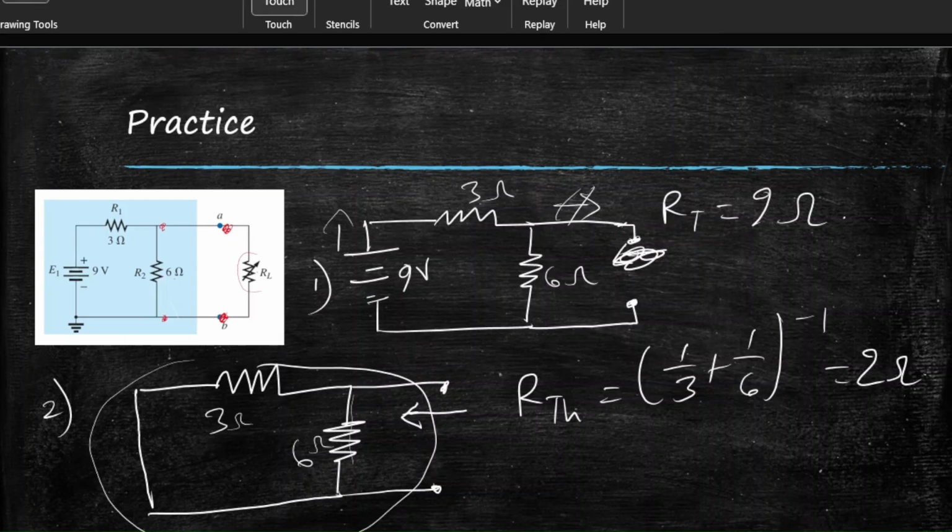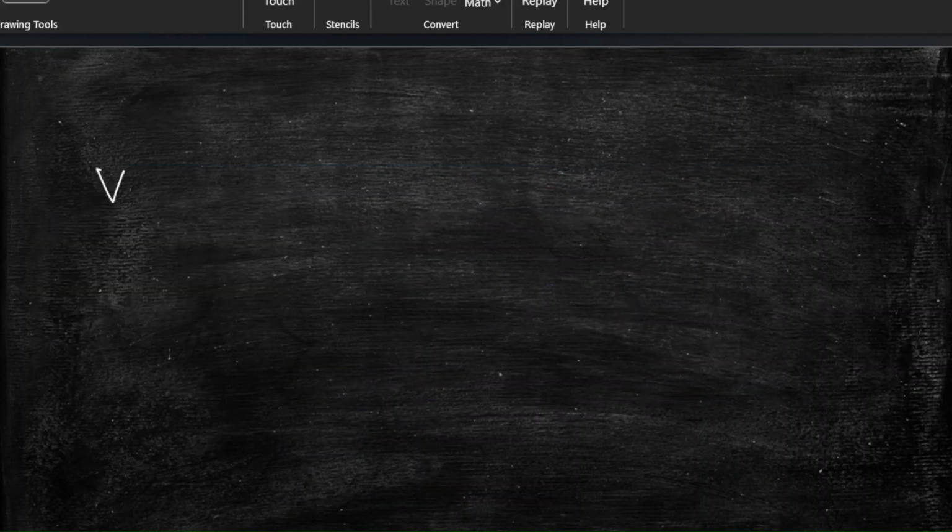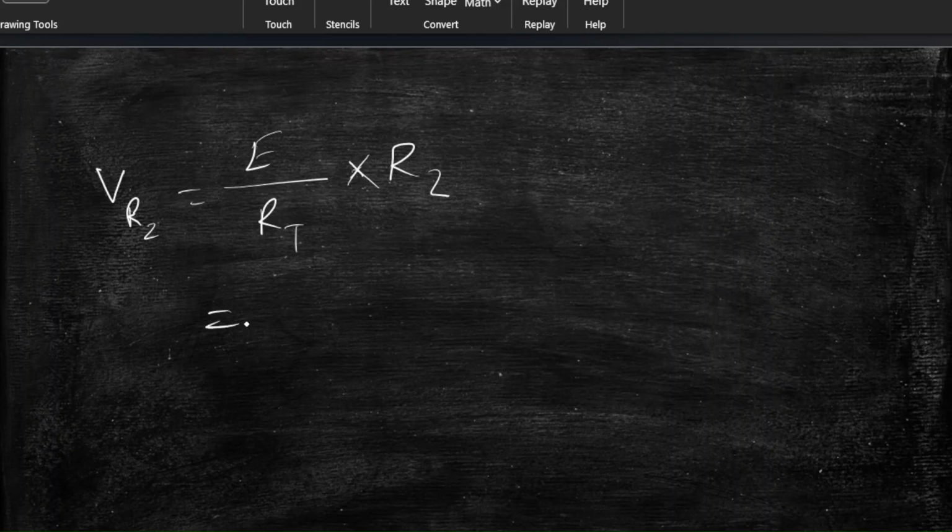Okay, let's apply the voltage divider rule. We know the voltage divider rule: we have to find the voltage for the 6 ohm resistor. That will be ETH, right? So let's write VR2 is equal to E, the total voltage, over total resistance, so RT, times the resistance we want to find the voltage for, so R2. That's the voltage divider rule.